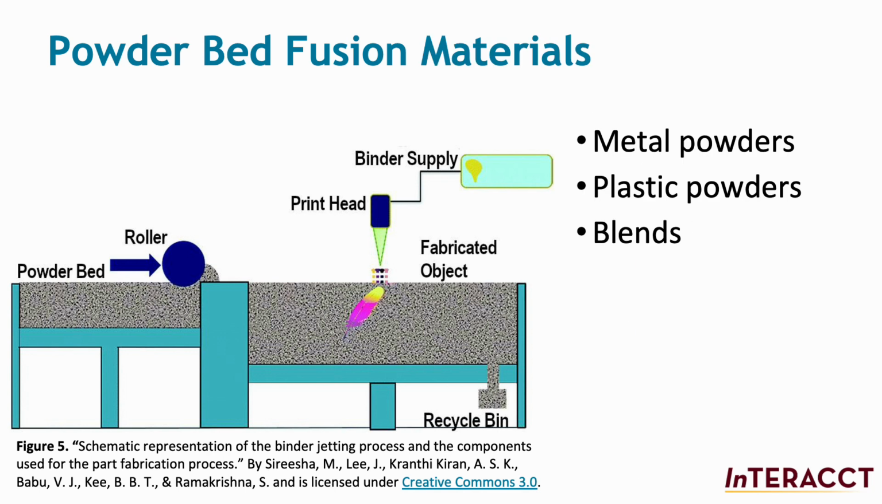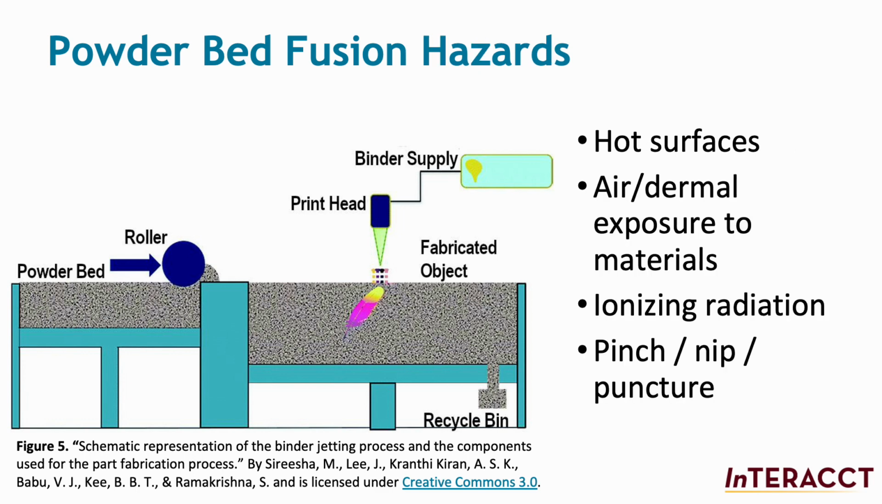Materials used in powder bed fusion include metal powders, plastic powders, and powder blends. There is potential inhalation exposure to the powders that have become airborne. Similarly, powders that have settled on surfaces that a worker touches could lead to dermal exposure. Other hazards include hot surfaces, ionizing radiation, and pinch, nip, and puncture hazards.